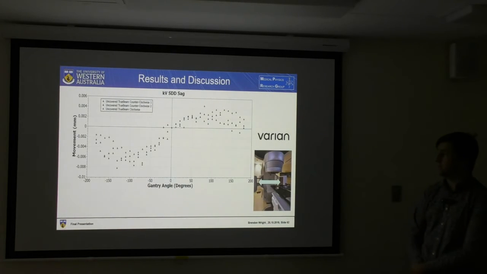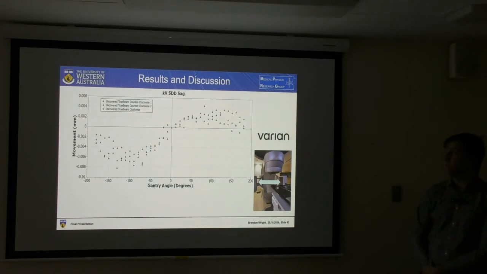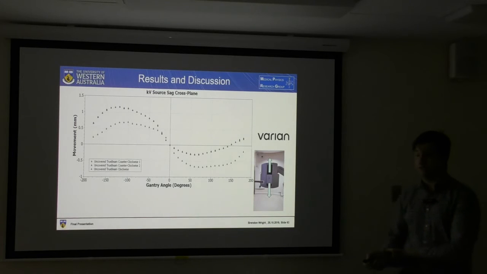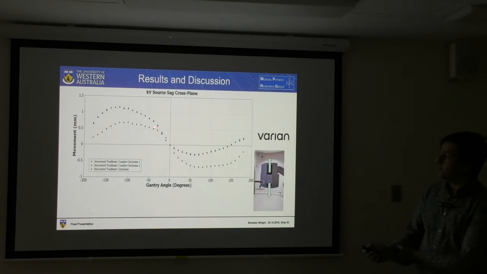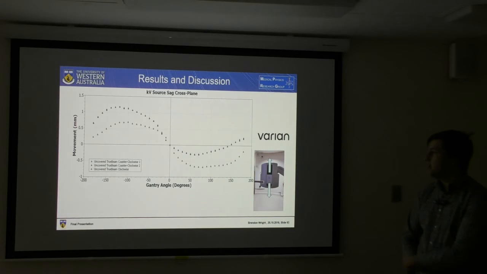The SDD sag once again also displays this sinusoidal trend with a slight difference between clockwise and counterclockwise rotations, but overall the SDD sag was of the order of 0.01 of a millimeter and thus relatively small. For the source sag in the cross-plane direction, there was a noticeable difference between a clockwise and counterclockwise rotation. There is significant agreement for the counterclockwise rotation data points, with them almost overlapping for the entirety of the rotation, and a quite pronounced difference in the clockwise direction.